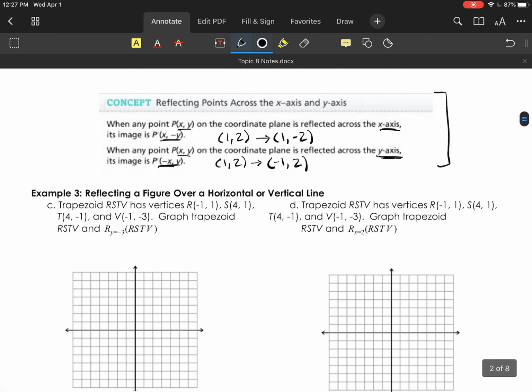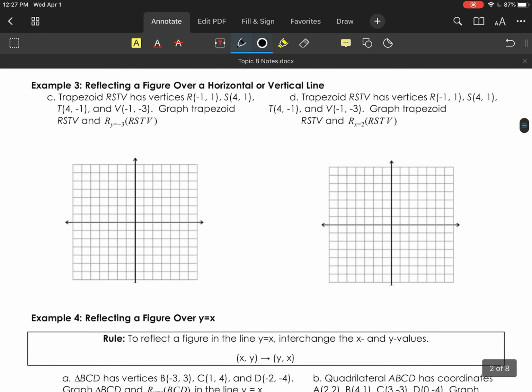So continuing on with section 8.1, this is where we left off. There's just a couple more examples of some different types of reflections. Since yesterday, maybe you're watching these on the same day, in the first part of the video, you talked about reflecting over an x or a y axis. Now in example 3, we're reflecting a figure over a horizontal or vertical line that isn't the x or the y axis.